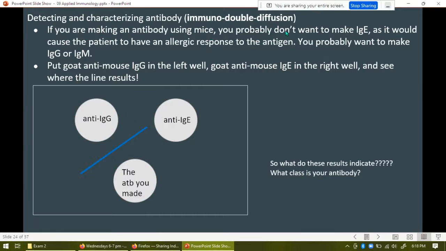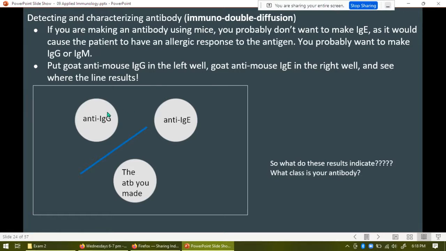Now, if you're making an antibody using mice, you probably don't want to make IgE molecules, because that could cause the patient to have an allergic response to the antigen, right? You probably want to make IgG, or potentially IgM. Usually IgG is what you're after. So what you can do is put anti-mouse IgG in the left well. You can put goat anti-mouse IgE in the right well, meaning you have IgG molecules made by a goat that are specific for mouse IgG Fc regions, and you put those in the left well.